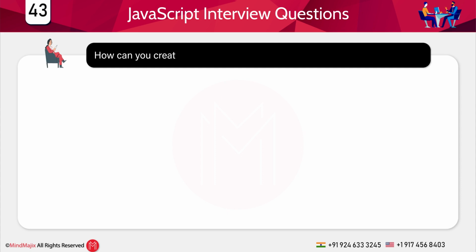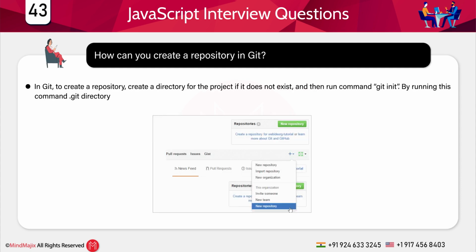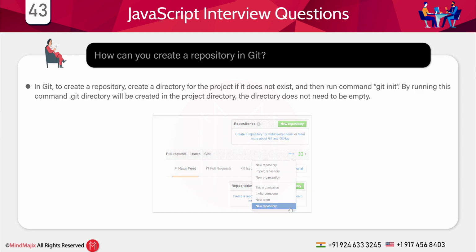How can you create a repository in Git? To create a repository, create a directory for the project if it does not exist, and then run the command git init. By running this command, the .git directory will be created in the project directory. The directory does not need to be empty.